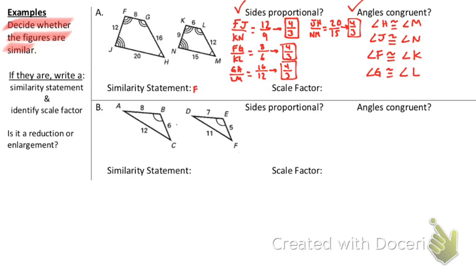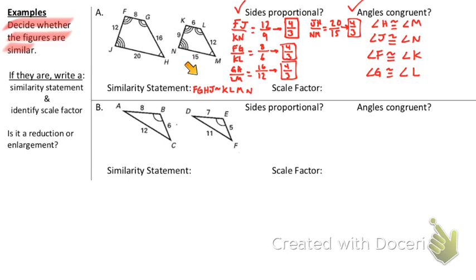So F, G, H, J is similar. There's my similarity symbol. And then we match our letters. So F matches with K, G matches with L, H with M, and J with N. So we want to match these up. So F is similar or matches with K. G corresponds with L, M, and N.